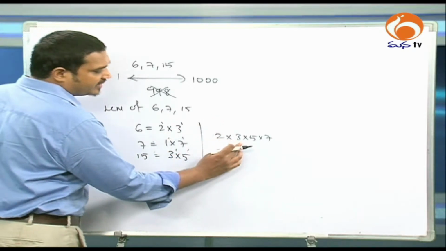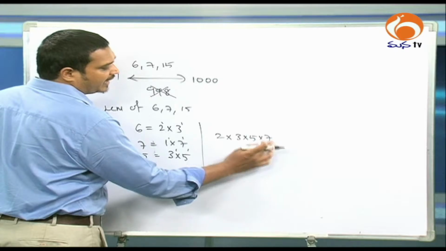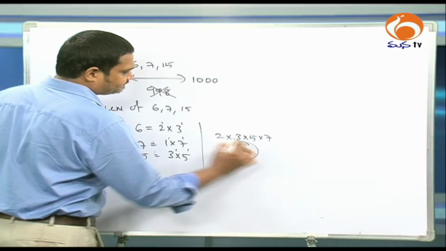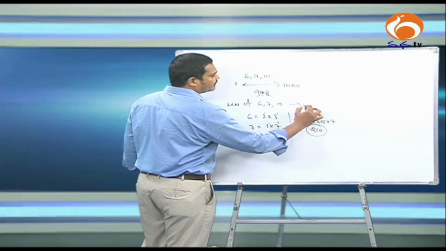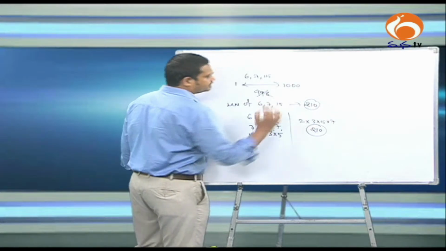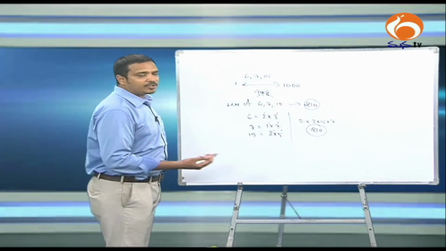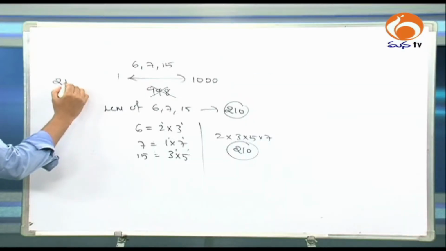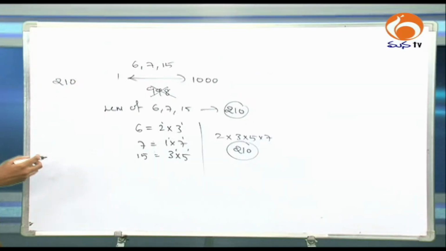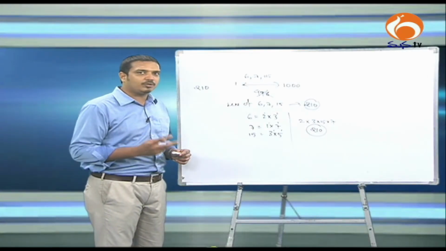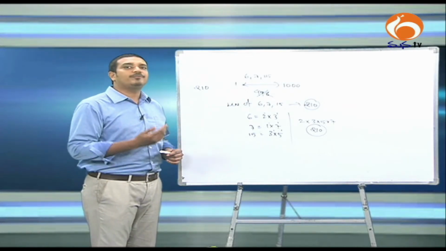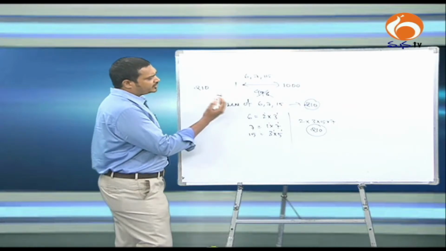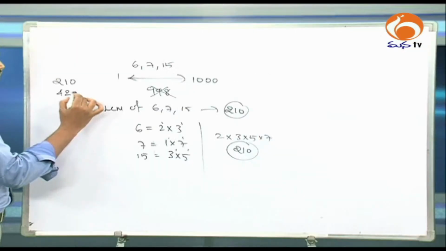So obviously 2 3s are 6, 6 5s are 30, and 30 into 7 is nothing but 210. So the LCM of 6, 7, 15 is nothing but 210. Now let's check how many multiples of 210 there are. 210 is the first number, the LCM, and all its multiples are divisible by 6, 7 and 15. So the multiples of 210 are 420, am I right?